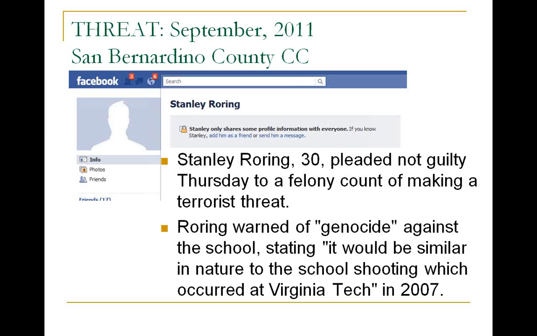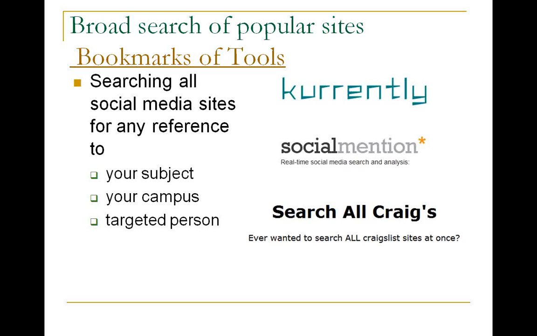Just to give you an example, with our good old friend Facebook, here's an issue where a person made a threat, talking about committing genocide at a school, similar in nature to the school shooting which occurred at Virginia Tech. That's a terrifying thing. They look into it, take action, and are able to move on it. What we could do there is search all of these sites using some great tools. Two I'm going to demonstrate right away are Currently, spelled with a K, and Social Mention.